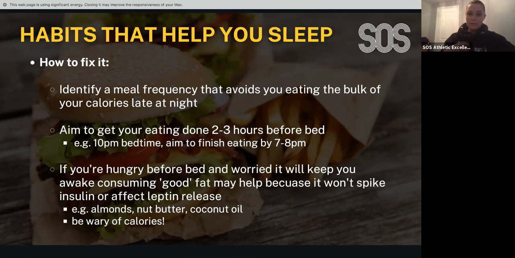But if you are desperately hungry before bed, you can consume good, in inverted commas, fat, because it may not spike your insulin the same way as other foods will, or have that negative effect on leptin release. So things like almonds, nut butter, coconut oil can be okay to consume there, but beware of calories. These things are very, very calorie dense. So don't just buy a peanut butter, grab a spoon and just start eating it, because it's just a dangerous act you get into. So yeah, don't do it.